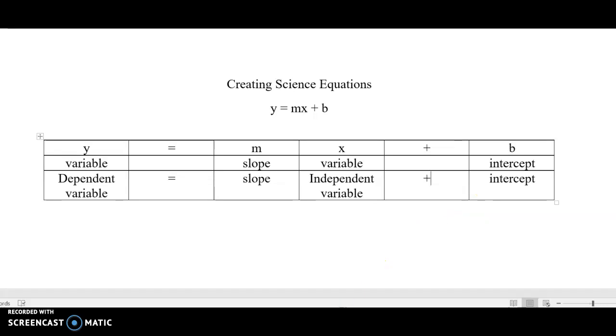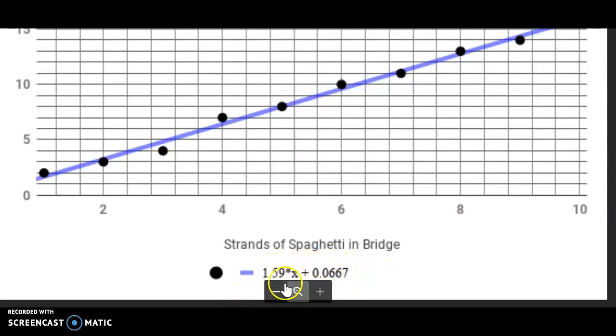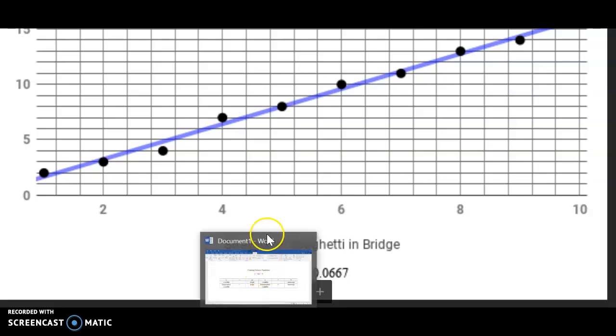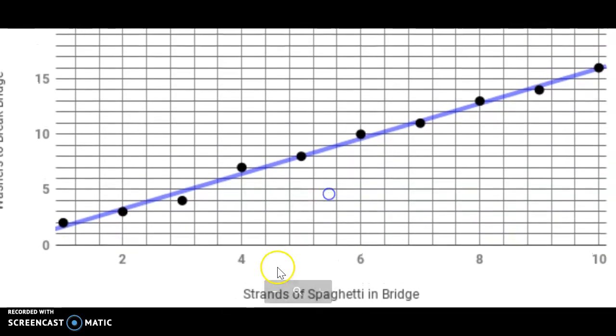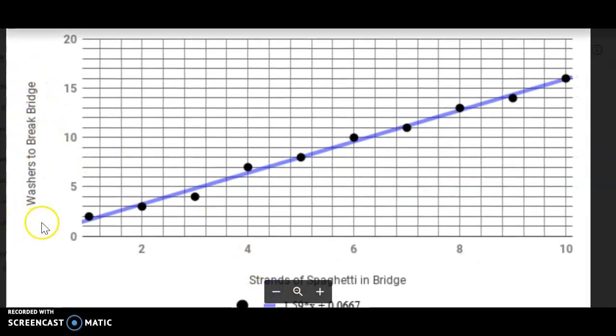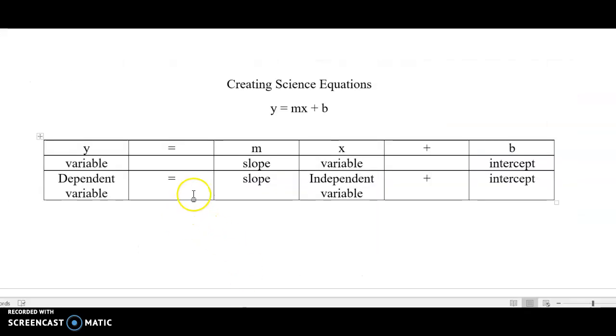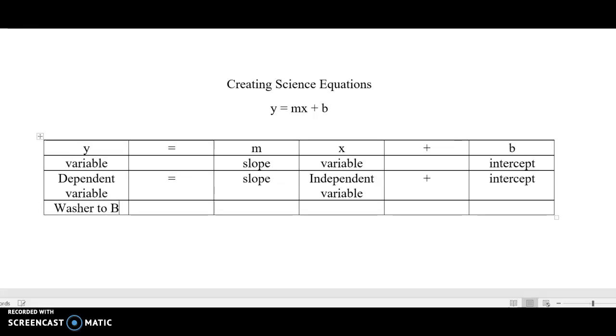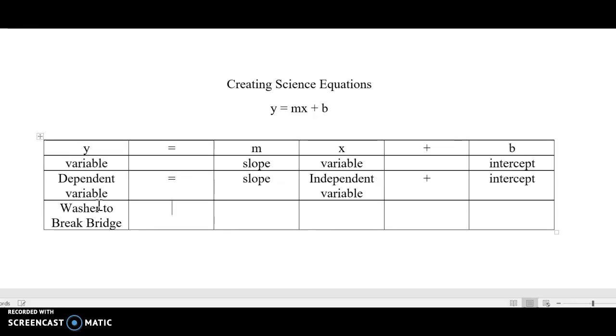So if we go back to my graph and look at the equation that is provided, first of all, the y is hidden on this. It's left implied. So our very first step is going to be to identify the dependent variable so that we can put it into our science equation. And if we zoom back out a little bit, the dependent variable should be listed on our graph. In my case, it is washers to break the bridge. So when I'm working on creating my science equation, I am literally going to write washers to break bridge equals.